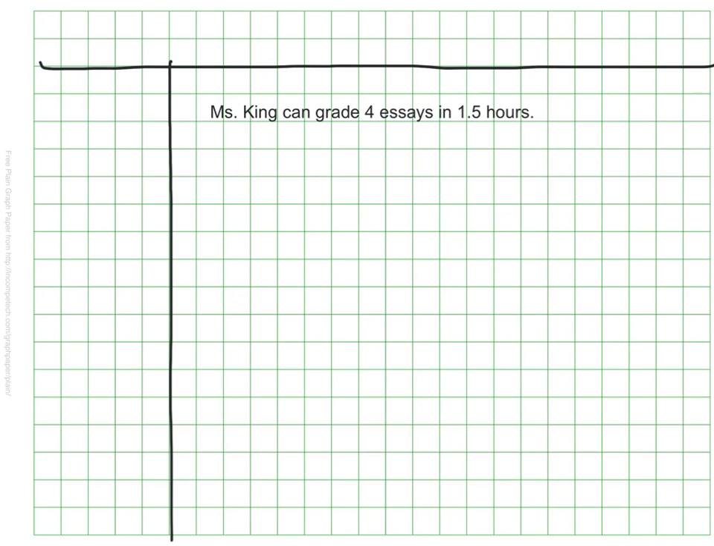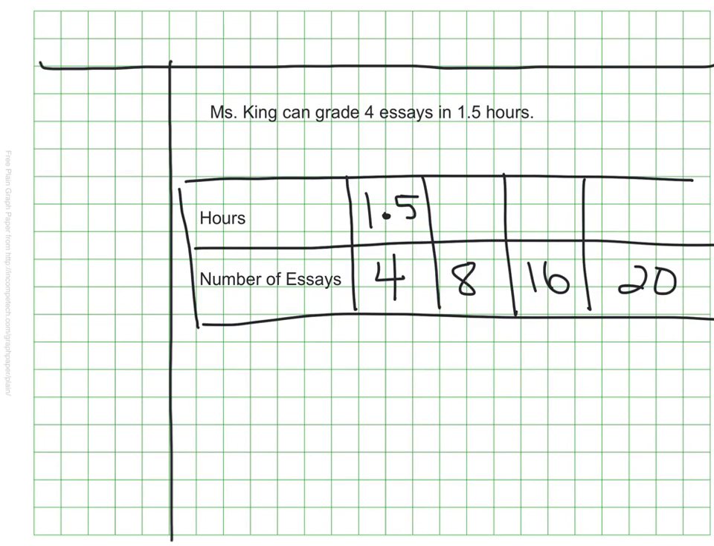Sometimes our ratio or rate table uses non-whole numbers. For example, if I know Miss King can grade 4 essays in 1.5 hours, we can use the rate table to find how long it will take her to grade 8 or 16 essays. So here in this example, we know that if she wants to grade 2 times as many essays, we would take our hours and multiply that by 2. So that would be 3 hours.